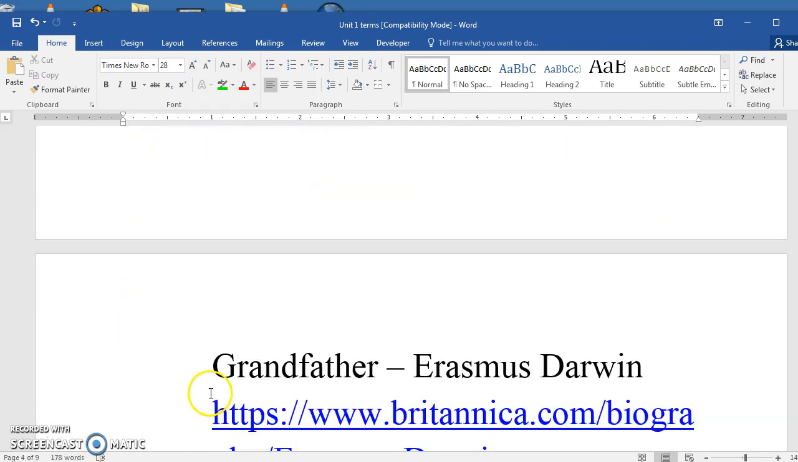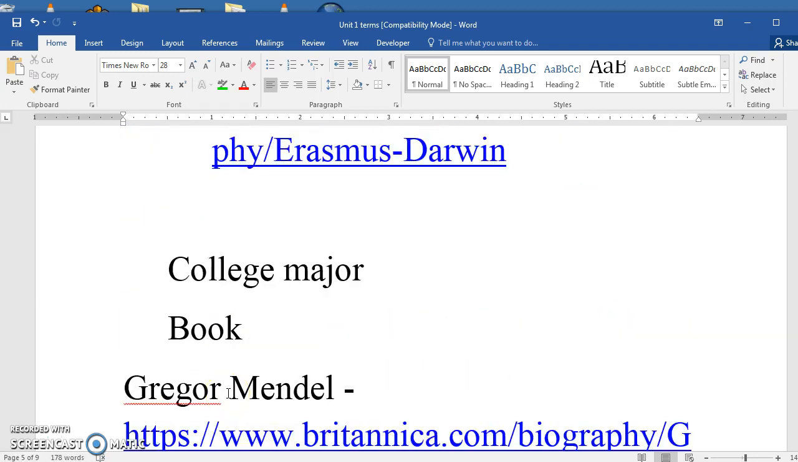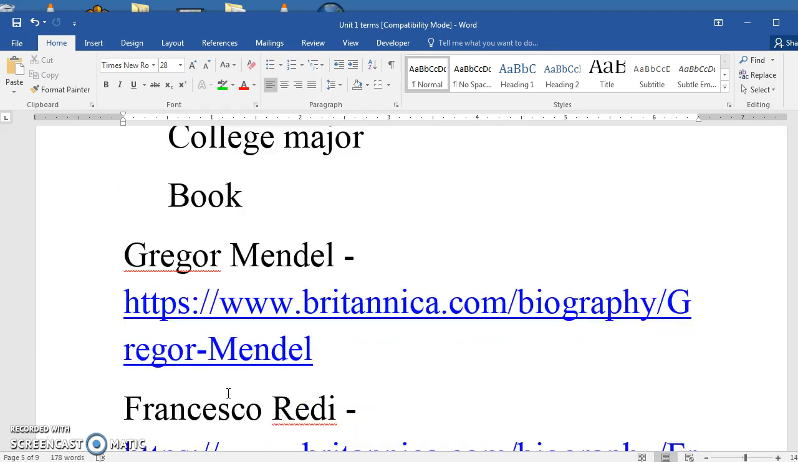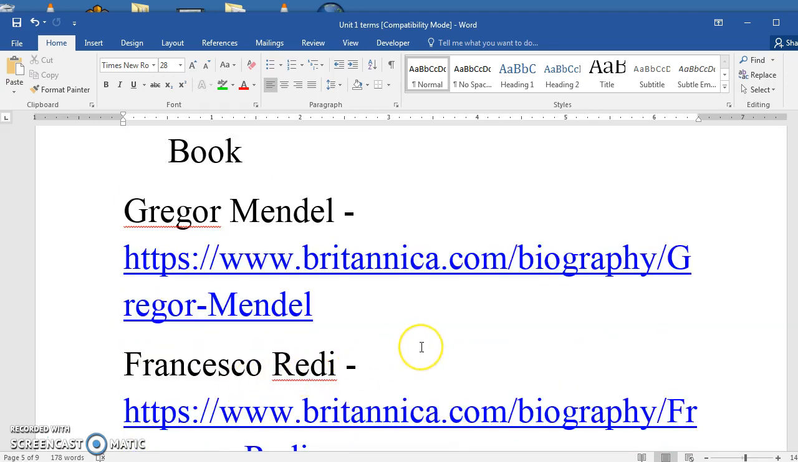The next person on the list is Gregor Mendel. And Gregor Mendel was an Austrian monk. He studied the inheritance patterns of pea plants, and this later laid the foundation for genetics. He was born in 1822 and died in 1884. He lived a couple years longer than Charles Darwin.